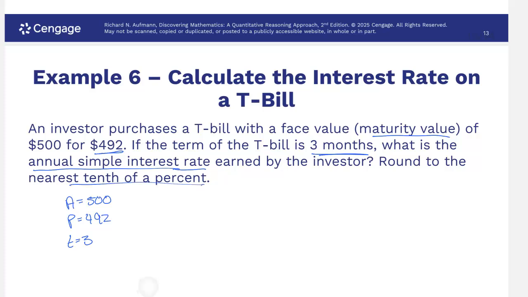So our time is in months. We need to convert that. So we know there's 12 months in 1 year. It's going to cancel my months. I'm going to have 3/12 years, which is 0.25. So a quarter of a year.